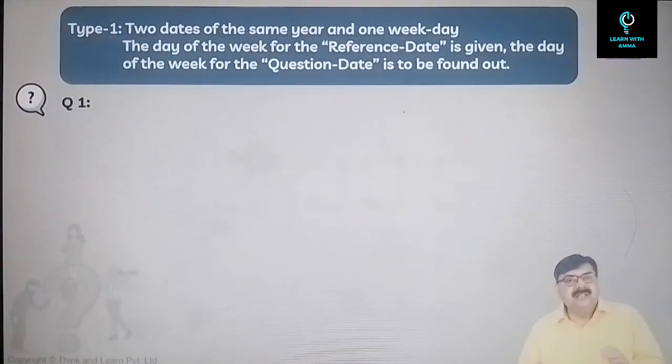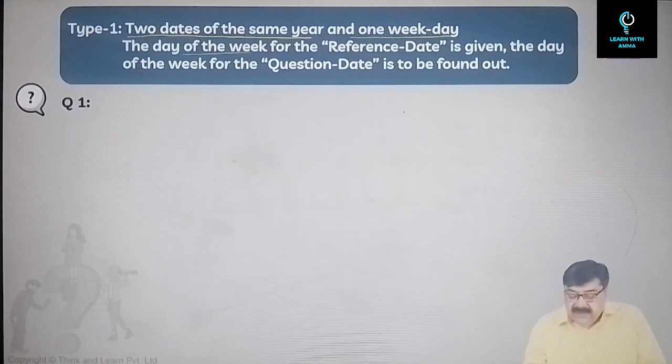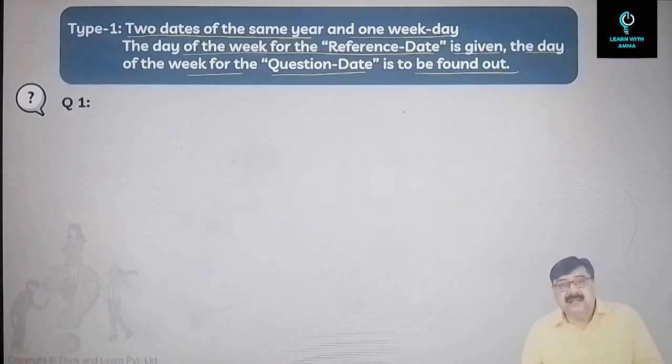Now let's have a look at a question wherein I'm going to discuss type 1 with you. Now what is type 1? 2 dates of the same year and 1 weekday. Now the day of the week for the reference date is given. The day of the week for the question date is to be found out. What does it mean? Let's have a look at the question first.